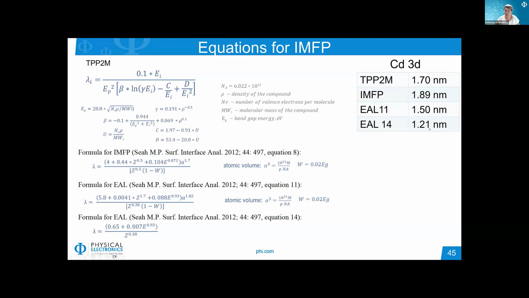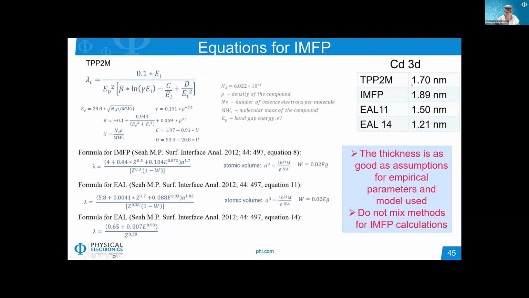Look at the difference between the attenuation length, effective inelastic mean free path, and effective attenuation length. Depending on the thickness and on the value of the inelastic mean free path that you use, your thickness will be different. So the thickness that you extract from an angular dependent experiment is as good as your assumptions behind all of these formulas and the model used.